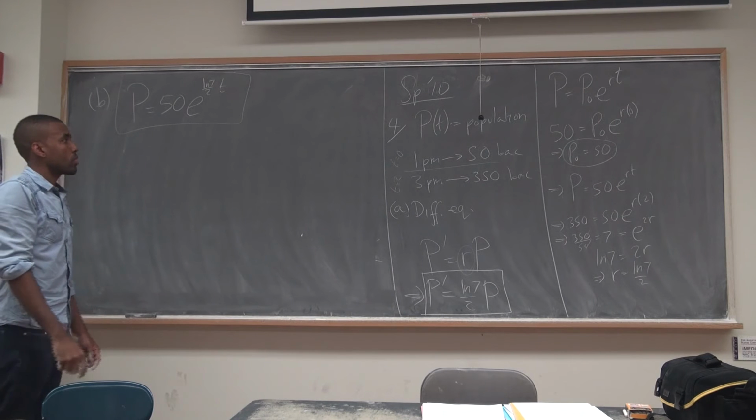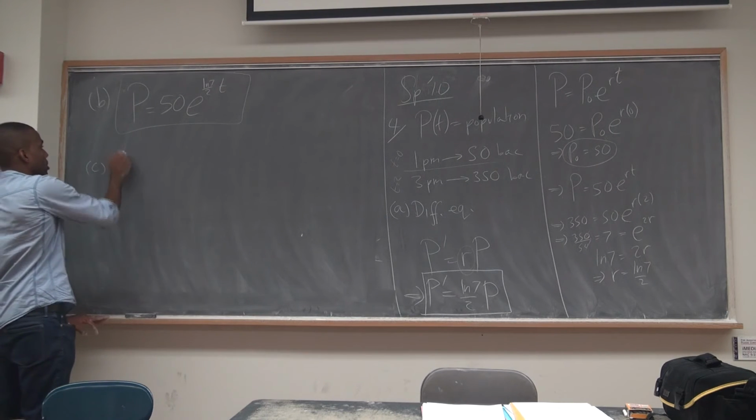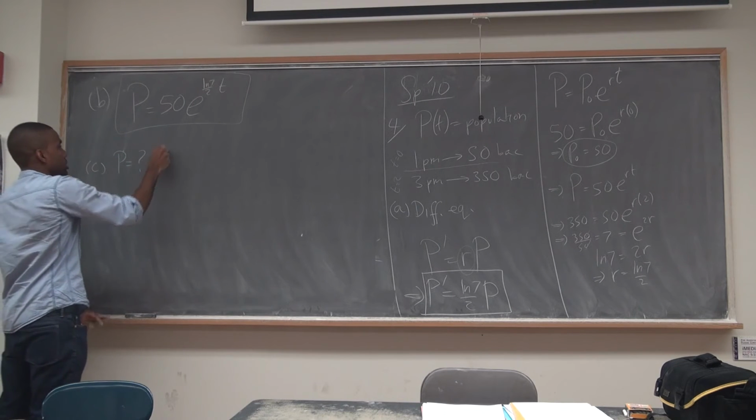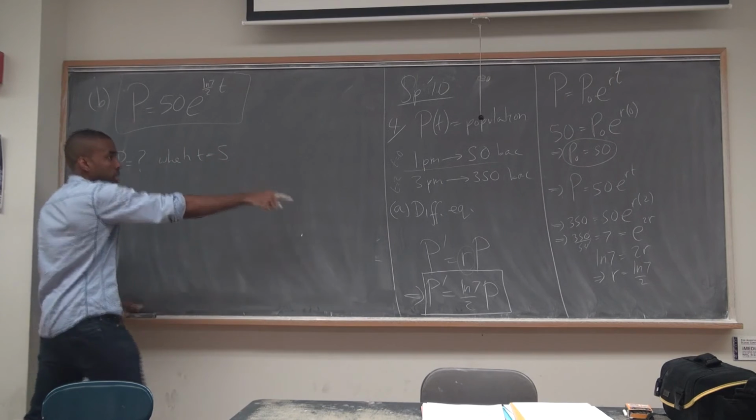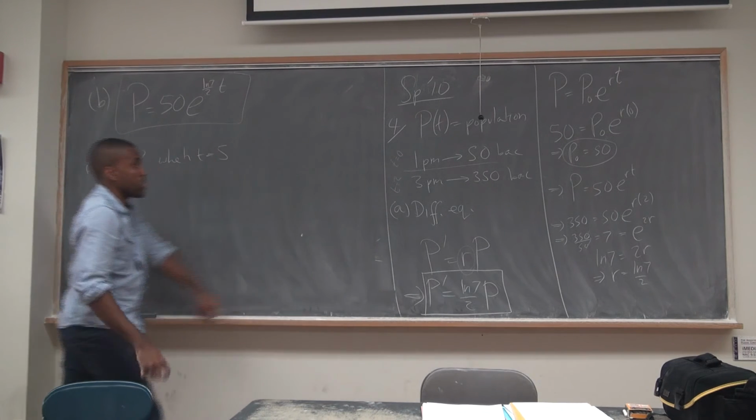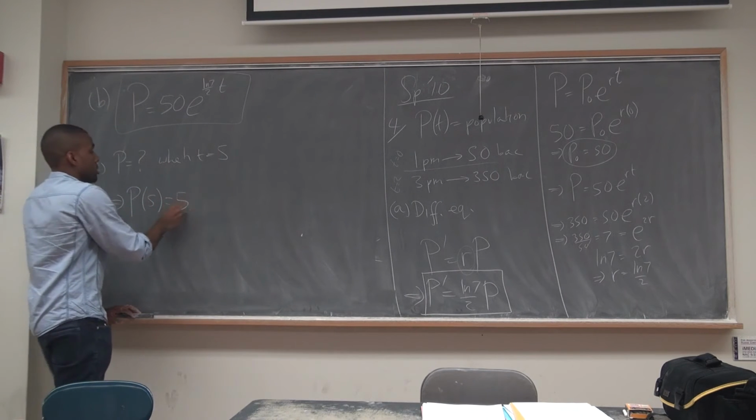Okay. And C is what is the size of the population at 6 p.m.? Basically I want P when T equals 5, because I started to measure at 1 p.m., and 6 p.m. is 5 hours later, so this just means I want P of 5. Just plug in 5 for the T.